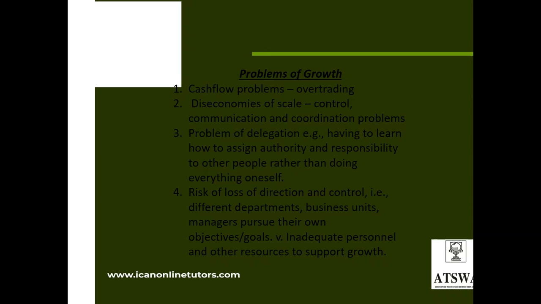Risks of loss of direction and control. There's no proper direction, there's no proper control, so there will be problems.